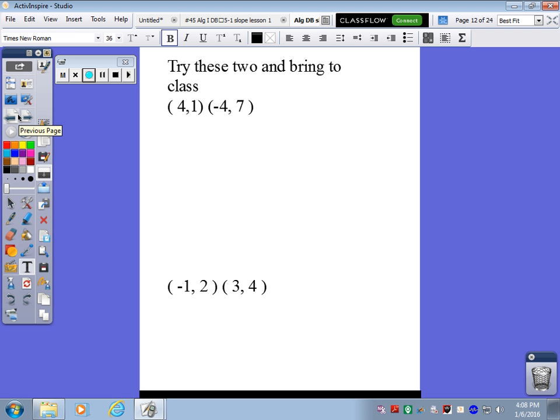Again, solve for slope first. Pick either point as your x, y to plug into slope-intercept form. And then solve for b. Take the slope that you solved for and plug your b in, and that's your equation. Please bring these two to class, and we'll practice more in class today.